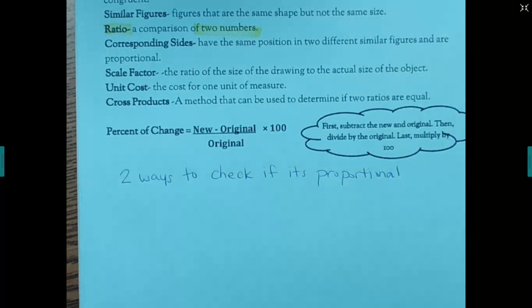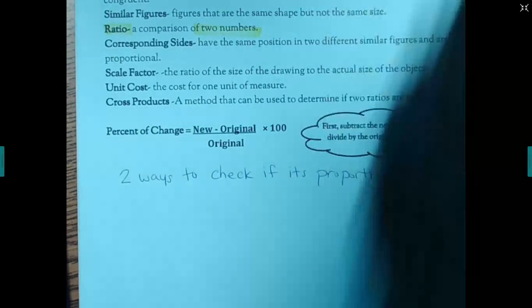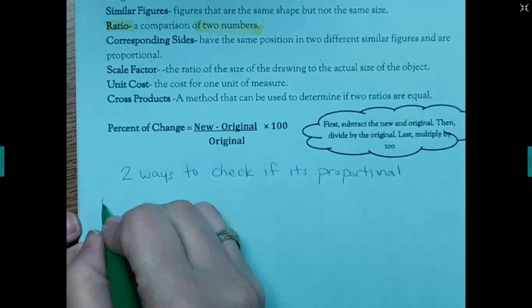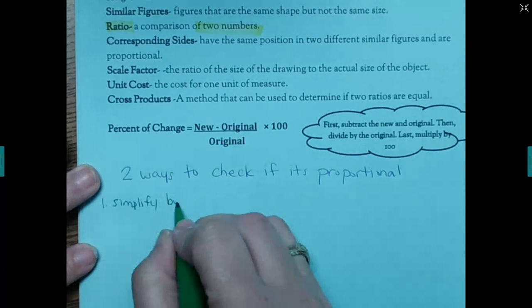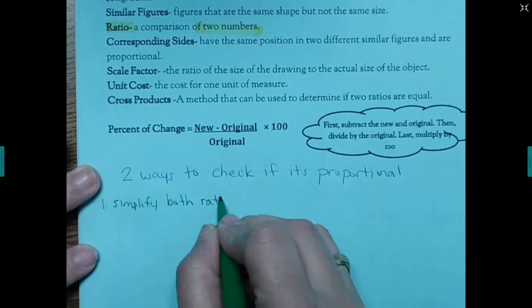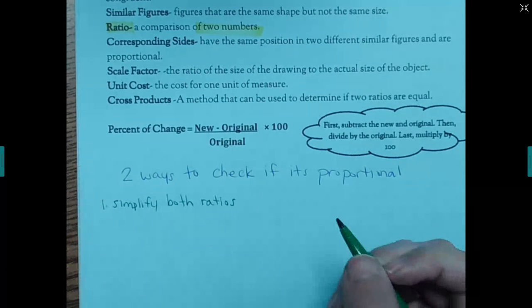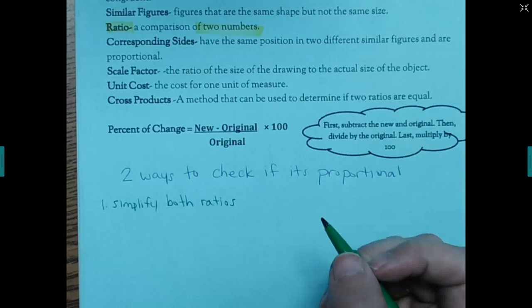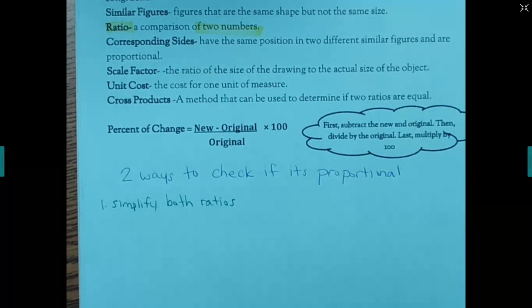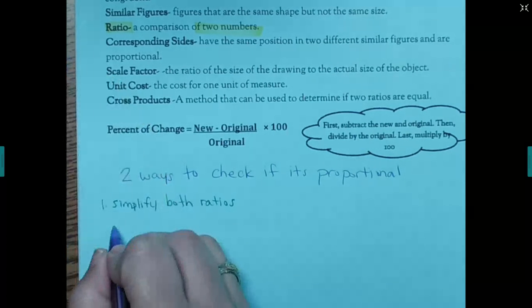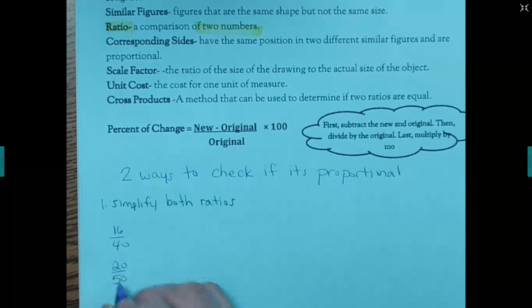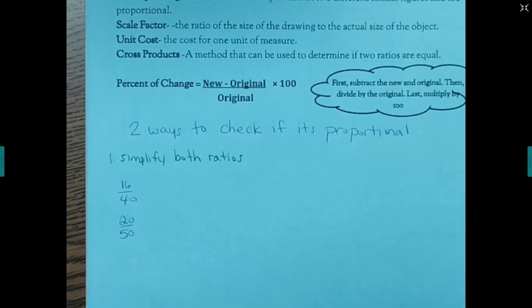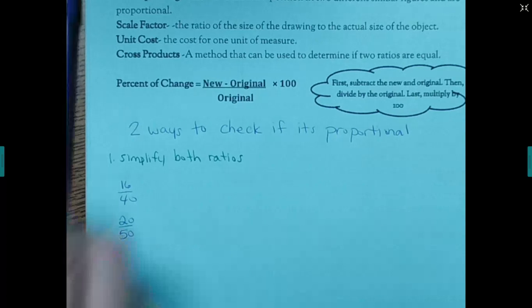Two ways to check if it's proportional. Again, I don't care which way you pick. Pick whatever way you prefer. The first way is to simplify both ratios. So we'll start off with the fraction 16 over 40, 20 over 50. Simplify means to make them smaller by dividing by a common number, which we already talked about.